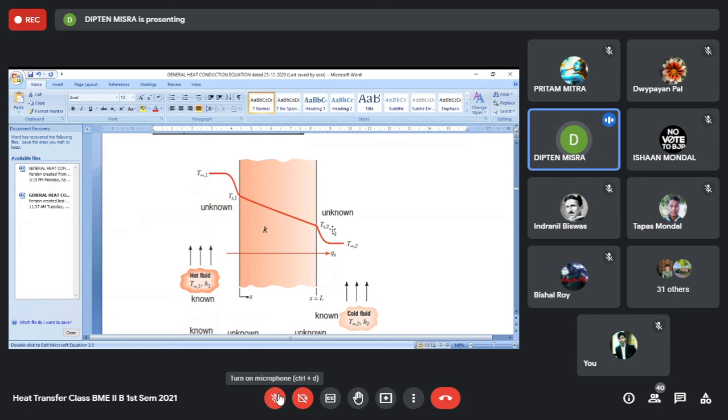Now, what we have seen is that heat loss is given by T1 minus T2, the temperature difference across the wall, divided by the conductive resistance given by thickness L divided by K into surface area of the wall. The question is, how do you know the value of T1 and T2? How can you know the T1, T2 values?